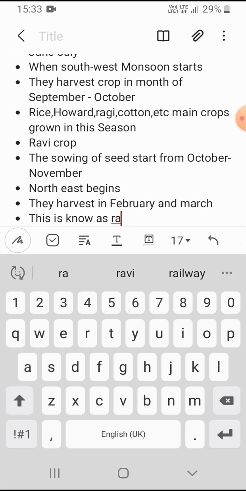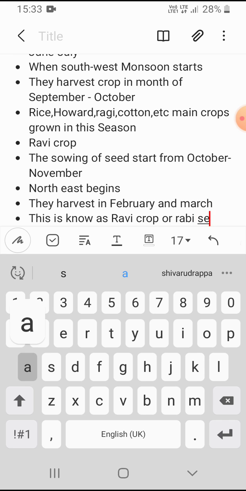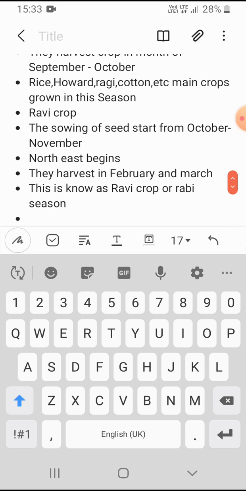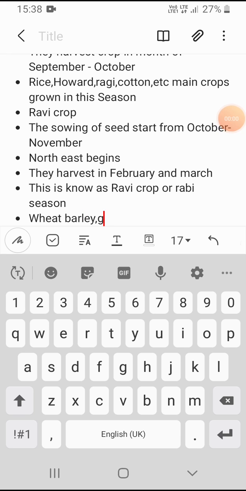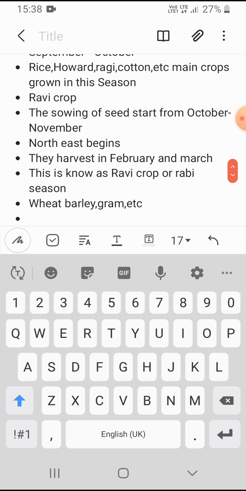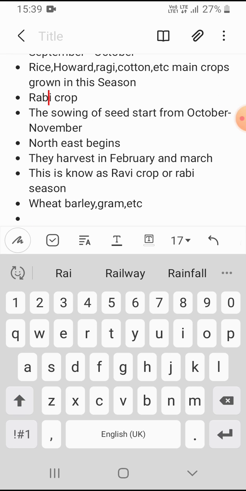This is known as Rabi crop, or Rabi season. The crops grown in this season are wheat, barley, gram, and other things that we get in the Rabi season.